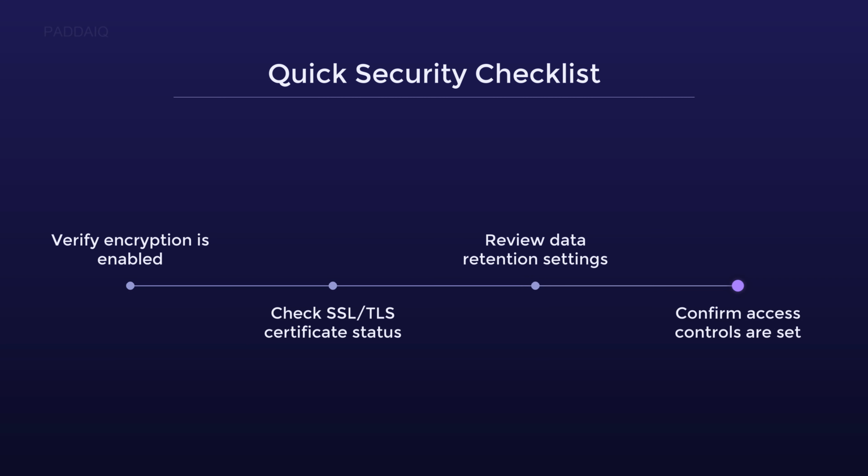Confirm access controls are set. This means verifying that only authorized users can access specific applications and data. For instance, ensure only HR staff can view employee salary information in your HR app. Proper access controls are essential for protecting sensitive information and maintaining security compliance.